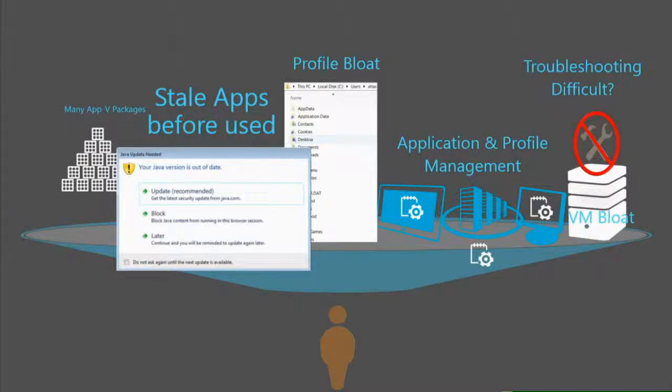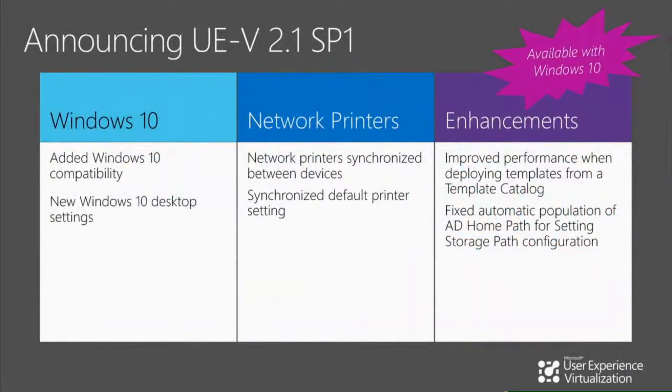So we'd like to interrupt this presentation for a couple of announcements. We are announcing today UE-V 2.1 SP1. And the key piece to the UE-V announcement is Windows 10 support. Those Windows 10 desktop settings that are coming on new, we will support most of them. And we've heard from you that you wanted us to, I get commonly, Aaron, what about network printers? Well, we are now supporting network printers and also roaming the default printer as well.